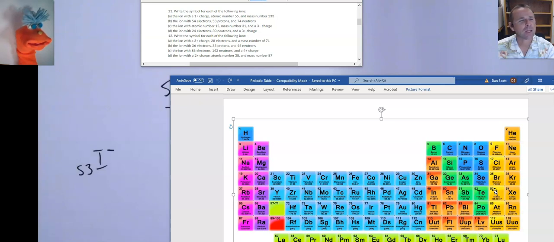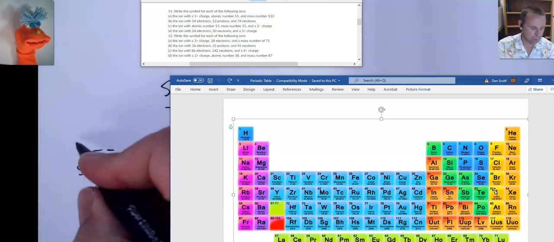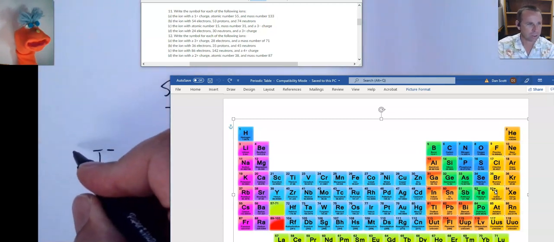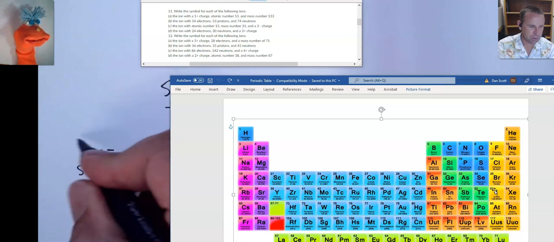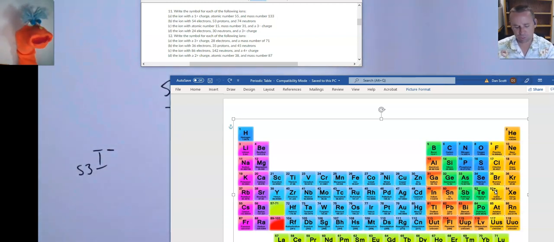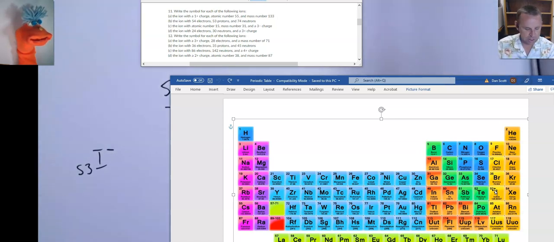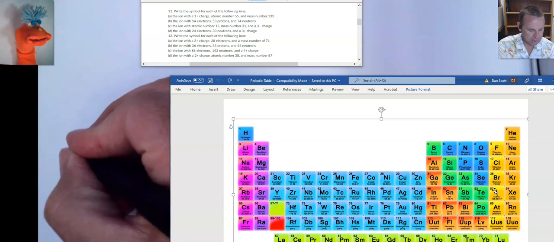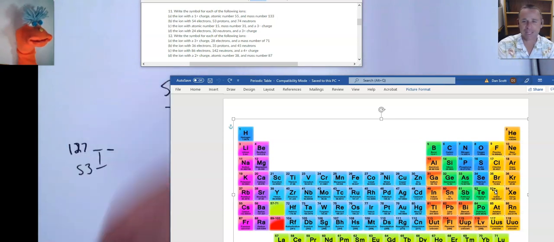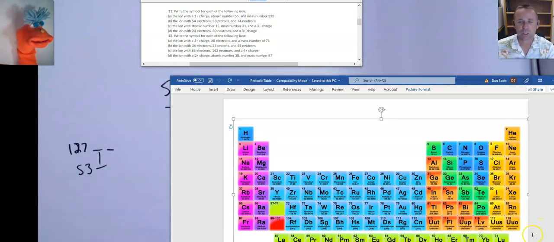All right, and then what's left? Number of neutrons? 74. Do I write that up here? I guess. Nope. Up here goes what? Oh, protons plus neutrons. Right, so we have 53 plus 74. That is our 127. So this is iodine 127, the iodide ion, right? It goes from iodine to iodide when it becomes an ion.